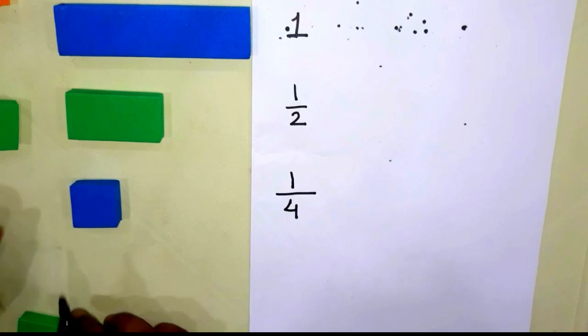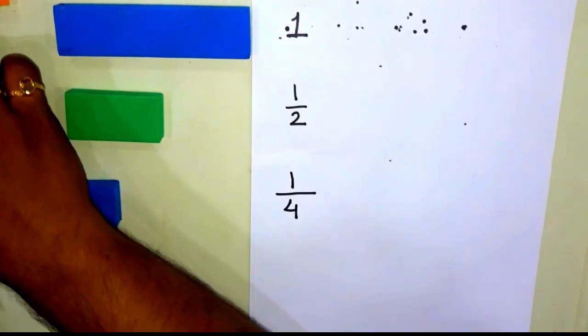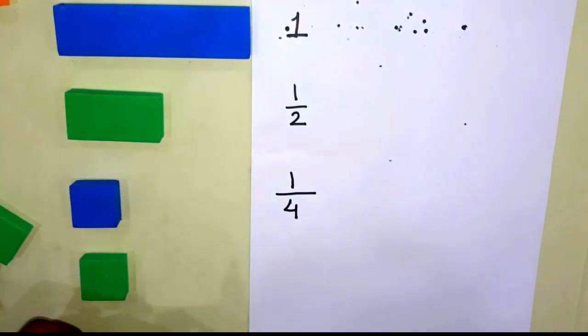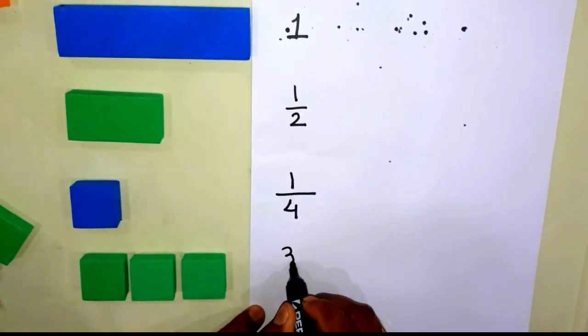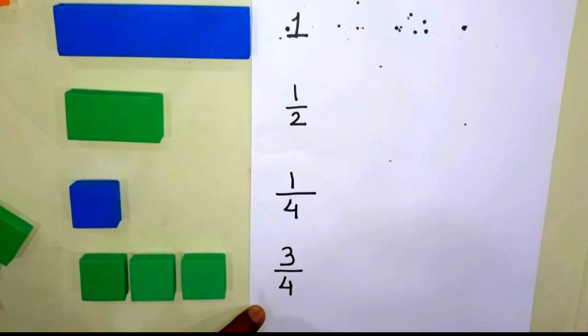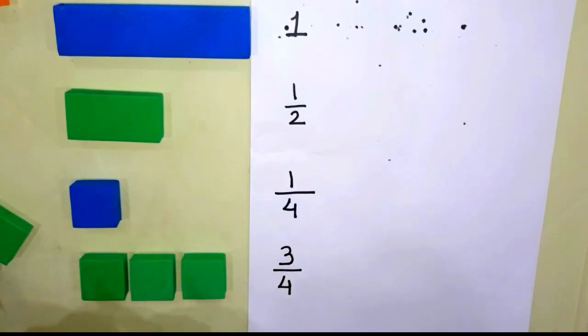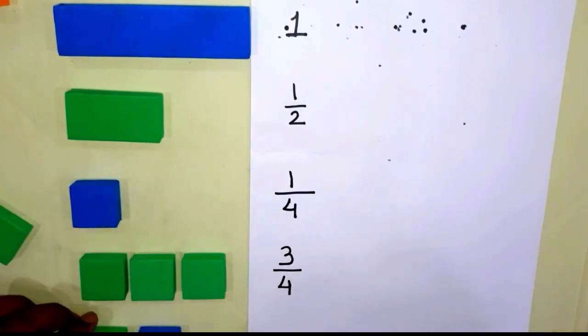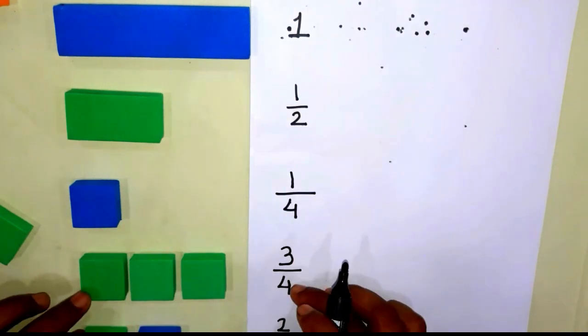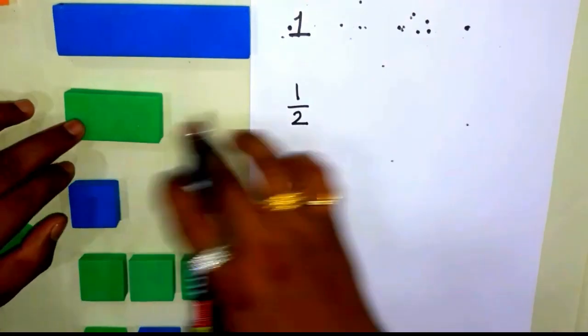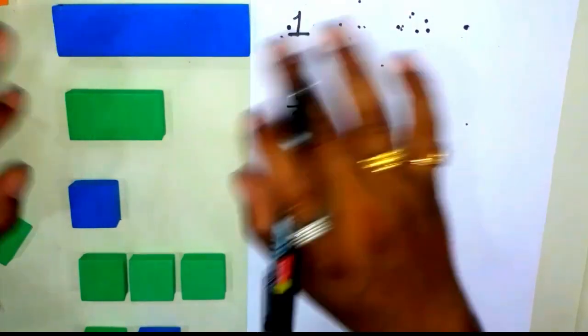Now we can also represent the squares in this way: 1 quarter, 2 quarter, and this is the 3 quarter. So in this way we can show 3 quarters. Now we can also represent these quarters in this way. These are 2 quarters. Sorry, it should be like this. These are 2 quarters. These are 3 quarters. This is 1 quarter. This is half, and this is 1 whole.